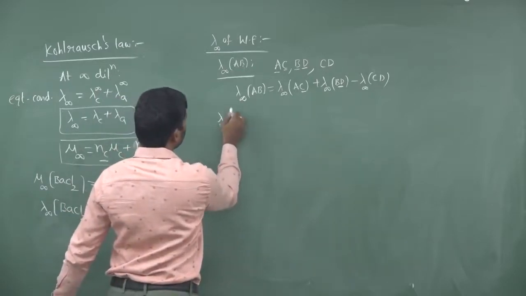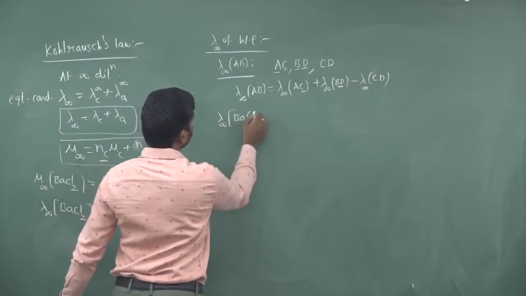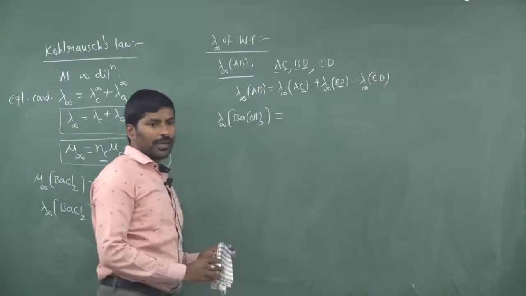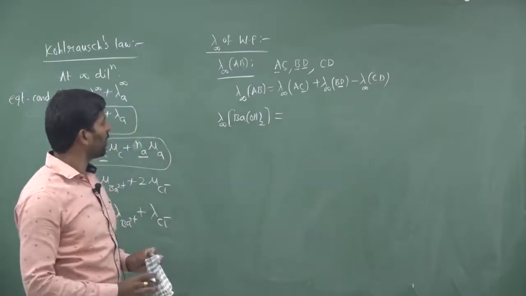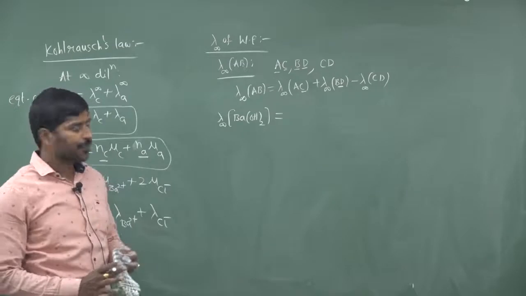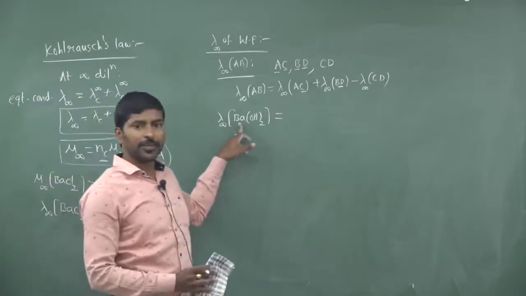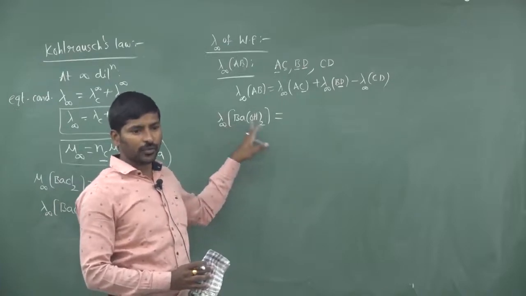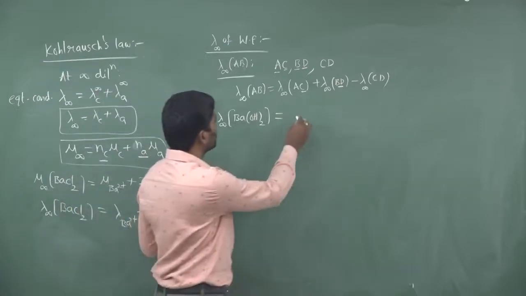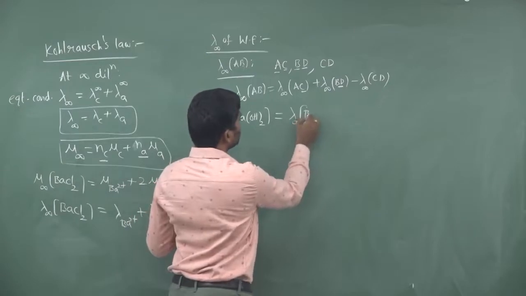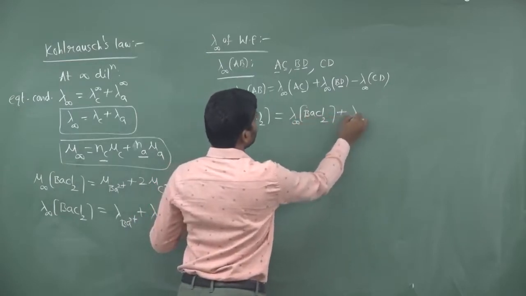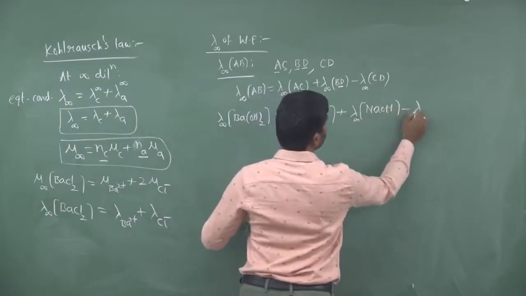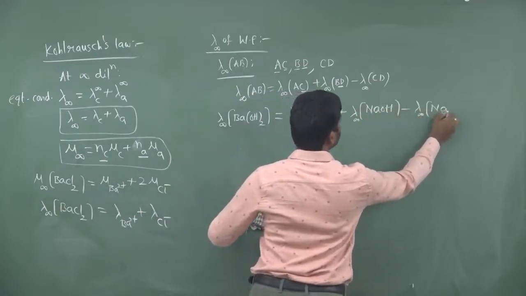For that I will give one example. For example, the equivalent conductance of barium hydroxide. I am taking barium chloride, sodium hydroxide and sodium chloride. I am taking the electrolyte containing barium, that is barium chloride, the electrolyte containing OH minus ions, sodium hydroxide, and extra sodium chloride we are getting. So how to calculate it? Lambda infinity of barium chloride plus lambda infinity of NaOH minus lambda infinity of NaCl.